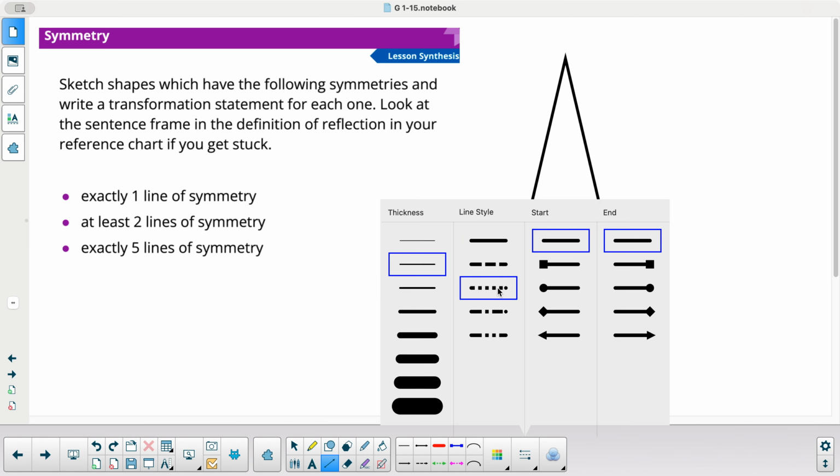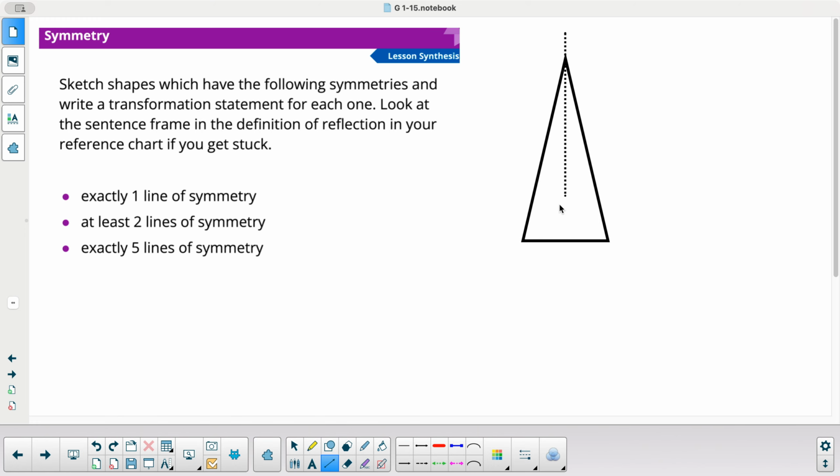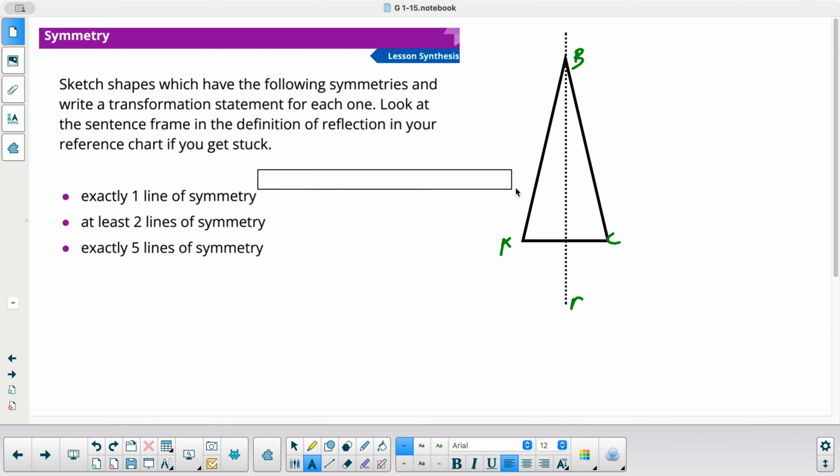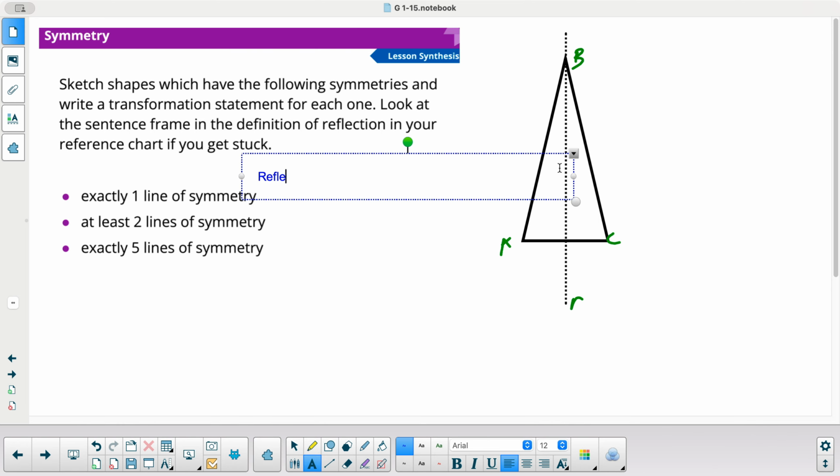Here's my line of symmetry right there. So let's name the line. Let's call this line R for reflection. Let's call this triangle ABC. So write a statement here. I would say reflect triangle ABC across line R. Okay. And when you see that, it maps it onto itself, and there it is.